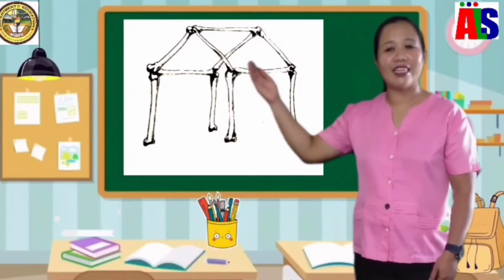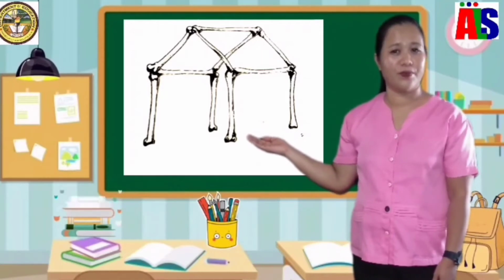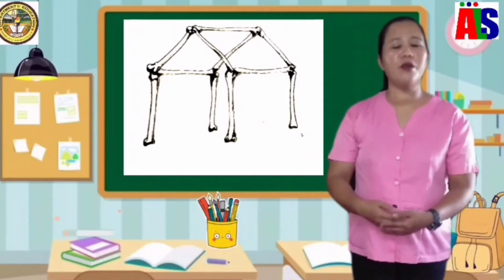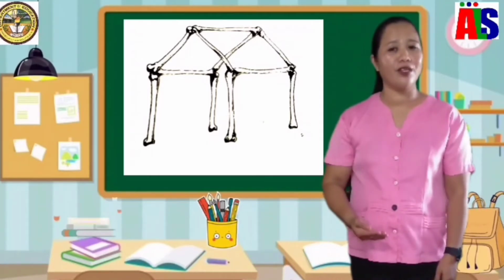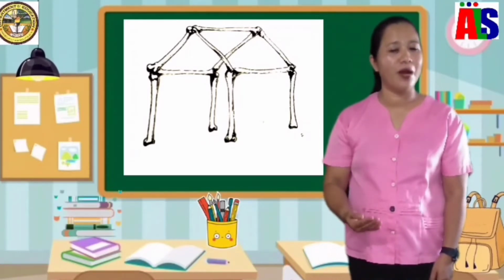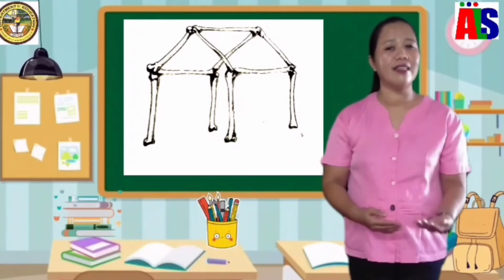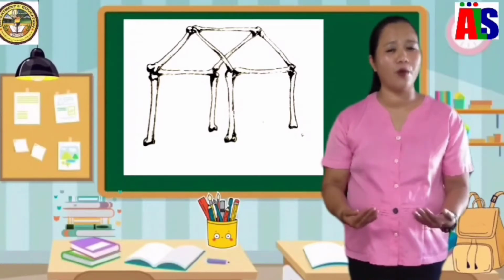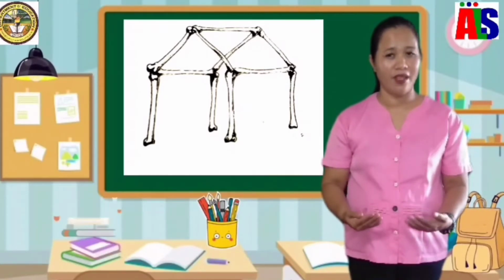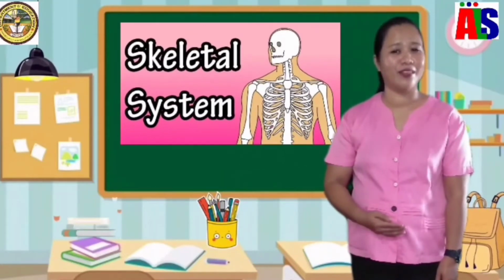Very good. This picture shows a house made of bones. Do you think our body is just like a house? Very good. Yes, our body is just like a house. It needs a skeletal system to support and to maintain the shape of our body. Our lesson for today is about the skeletal system.